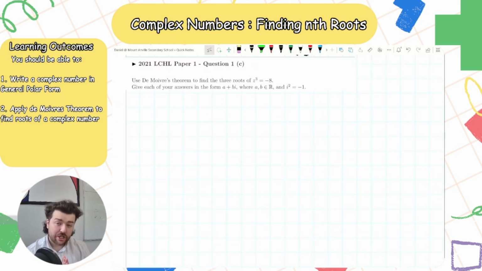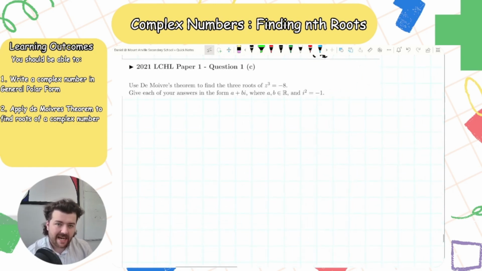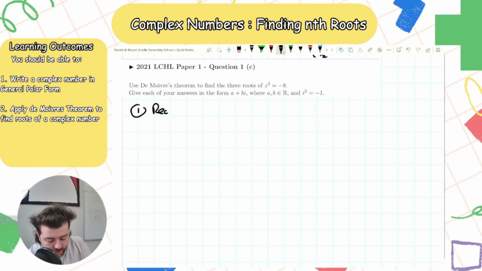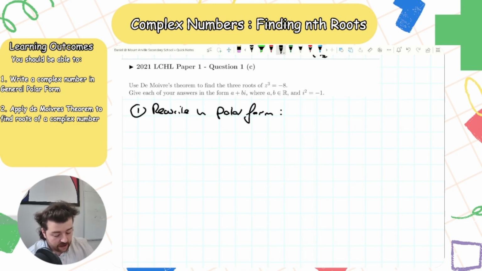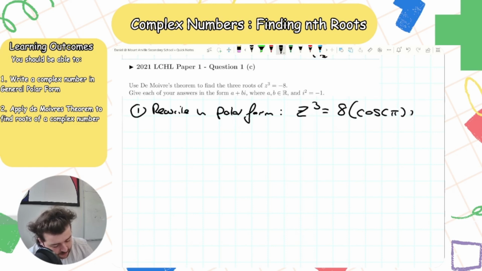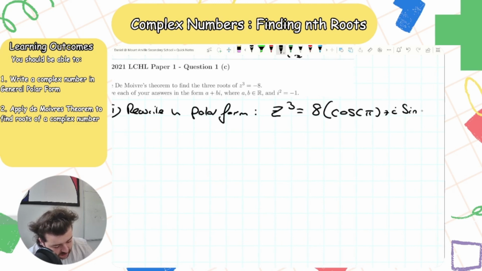Right, let's look at some exam questions. So let's look at the 2021 question. So use de Moivre's theorem, find the three roots of z cubed is equal to minus 8. Give your answers in the form a plus bi. So first we need to write it in polar form, right? Rewrite in polar form. So I've done a load of these on this channel, so if you're a bit confused how to write in polar form, please watch my previous videos. But this written in polar form is going to be z cubed is equal to 8 times cosine pi plus i sine pi.